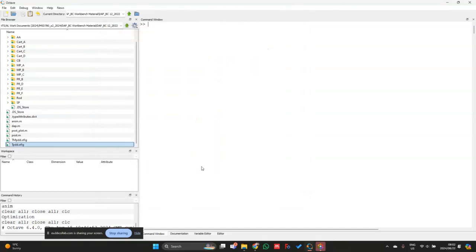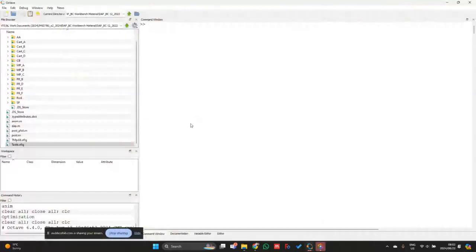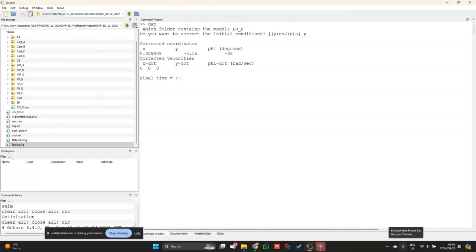Okay, so the other thing that we also just looked at was, I think it was the combined torque graph that we wanted to look at. So perhaps I'm just going to rerun pendulum rod E. So I'm just going to type in DAP PR_E. If we correct the initial conditions, we can see that that is in line with what we specified. We also see that it starts from rest, so that's fine. And then I think the final time over here was, let's maybe do 3 seconds and then 0.01 reporting time steps.